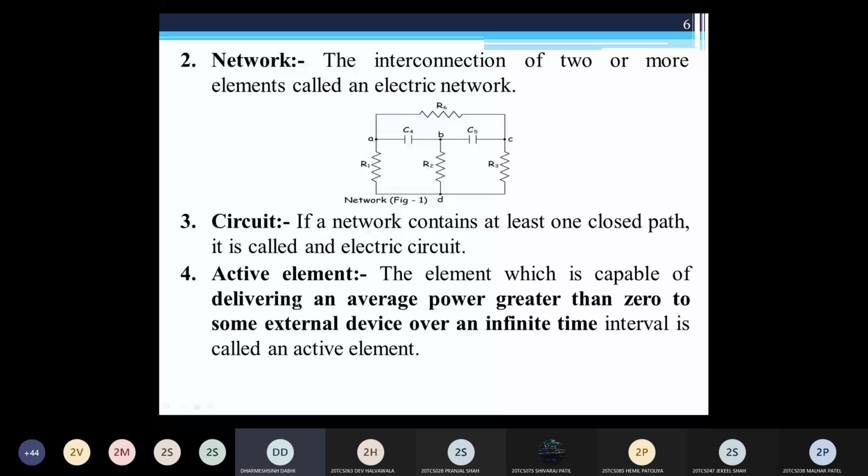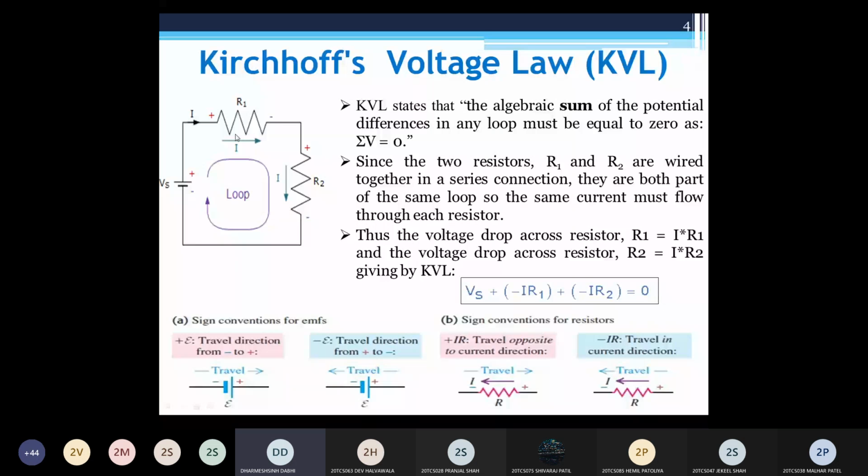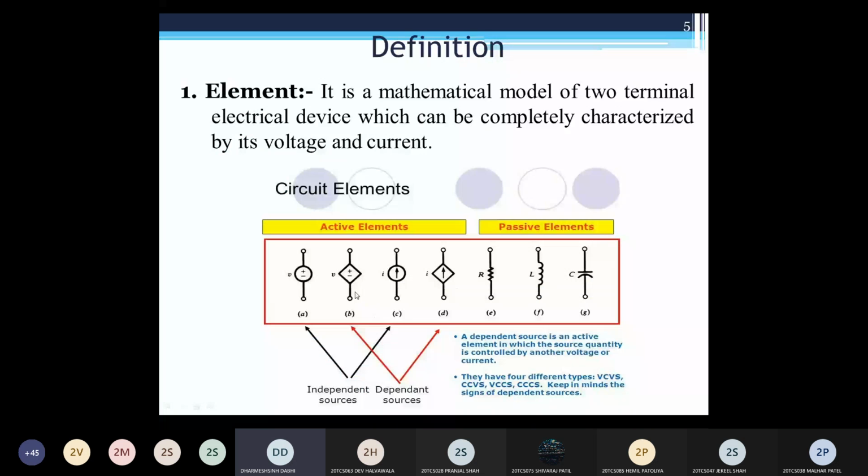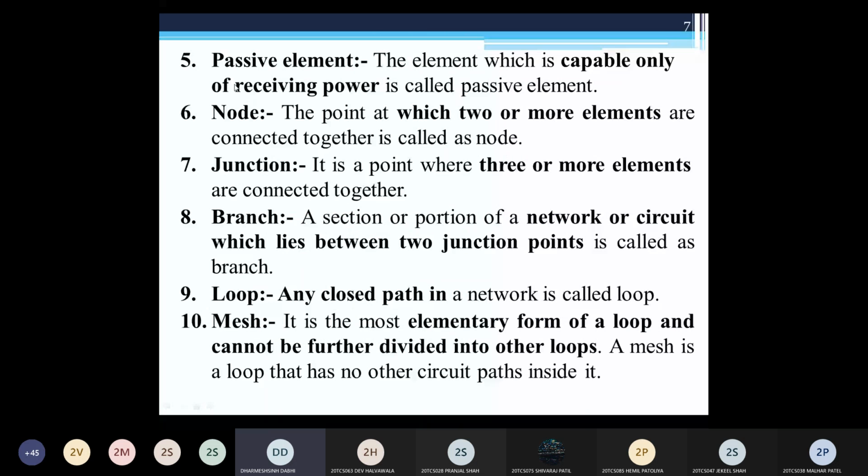Then the definition of active element. The definition is that any element which is capable of delivering average power greater than 0 to an external device over an infinite time interval is called an active element. As we see in this circuit, the voltage source will provide average energy greater than 0 for an infinite time period to R1 and R2. So we call this voltage source an active element. In the same way, this current source is also an active element. Dependent voltage source and current source are also active elements. Clear?